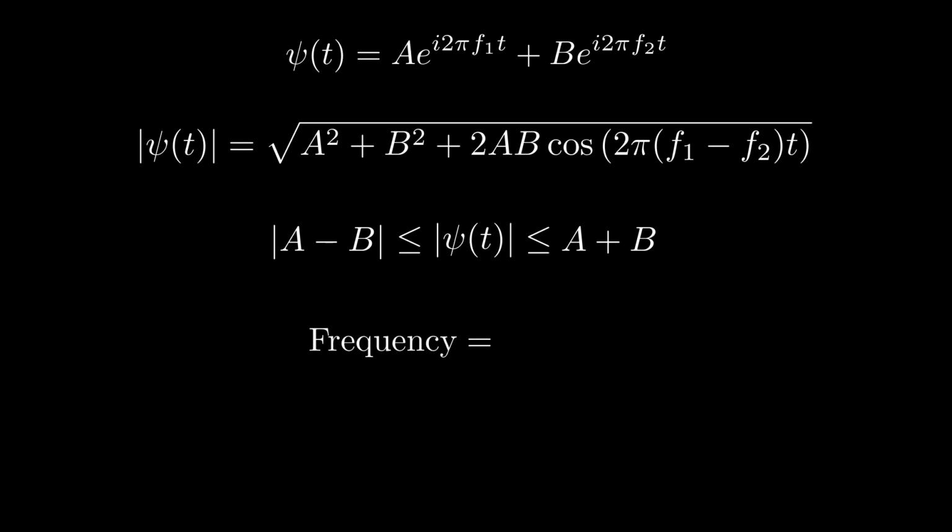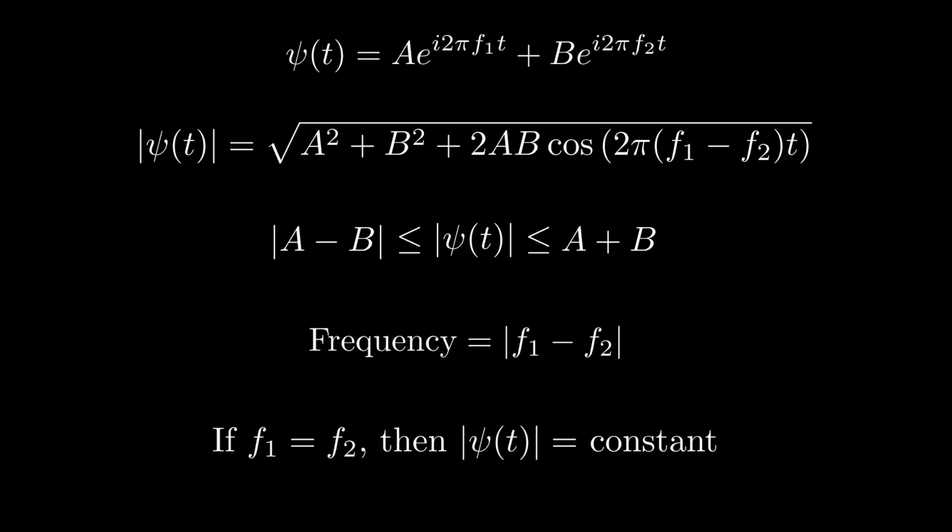Also from this equation, we notice that the frequency of this changing amplitude is equal to the absolute value of f1 minus f2. Again here, the absolute value is because cosine is even. It doesn't care if the difference is negative. This also means that if the two frequencies are equal, then the amplitude is constant and does not change with time.